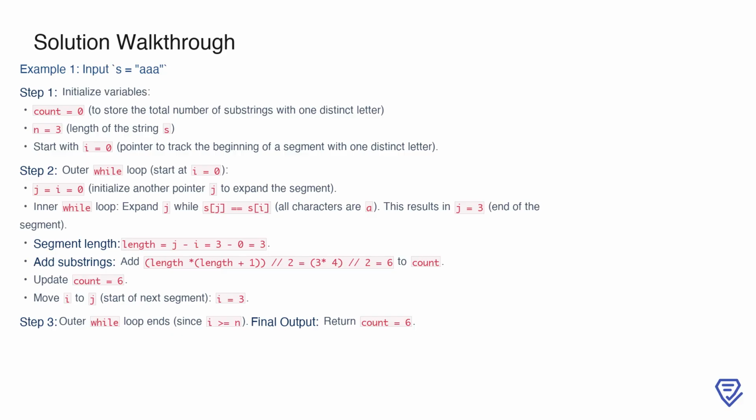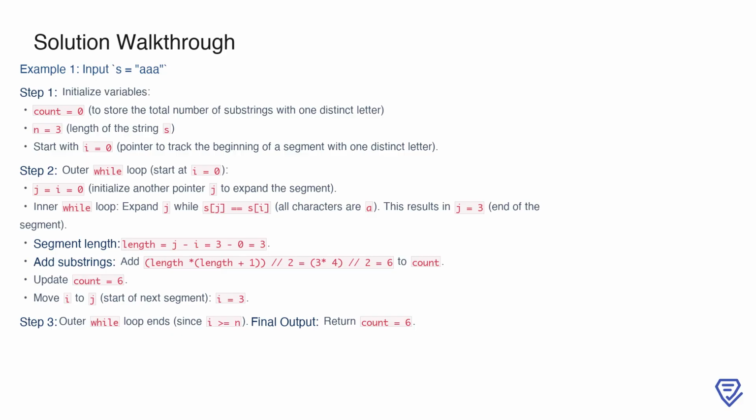Next, we enter the outer while loop, which begins with i equals 0. We also set another pointer, j, equal to i. The inner while loop then expands j as long as the character at j equals the character at i. Since all characters in this segment are a, j increments until it reaches 3, marking the end of this segment. The segment length is calculated as j minus i, which is 3.